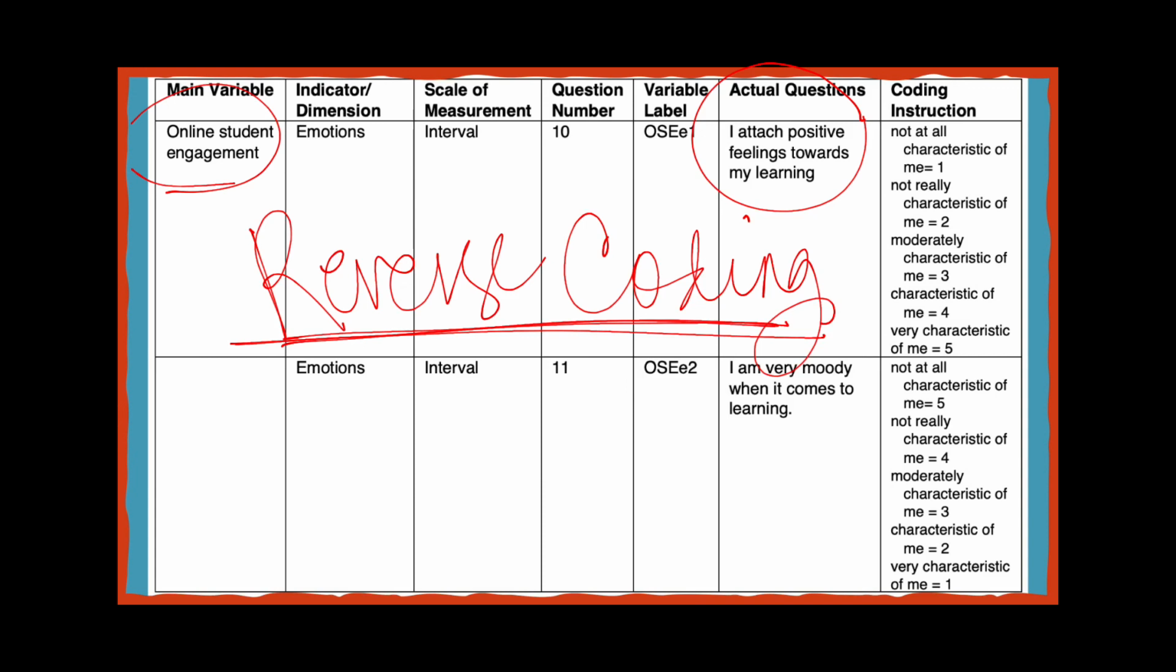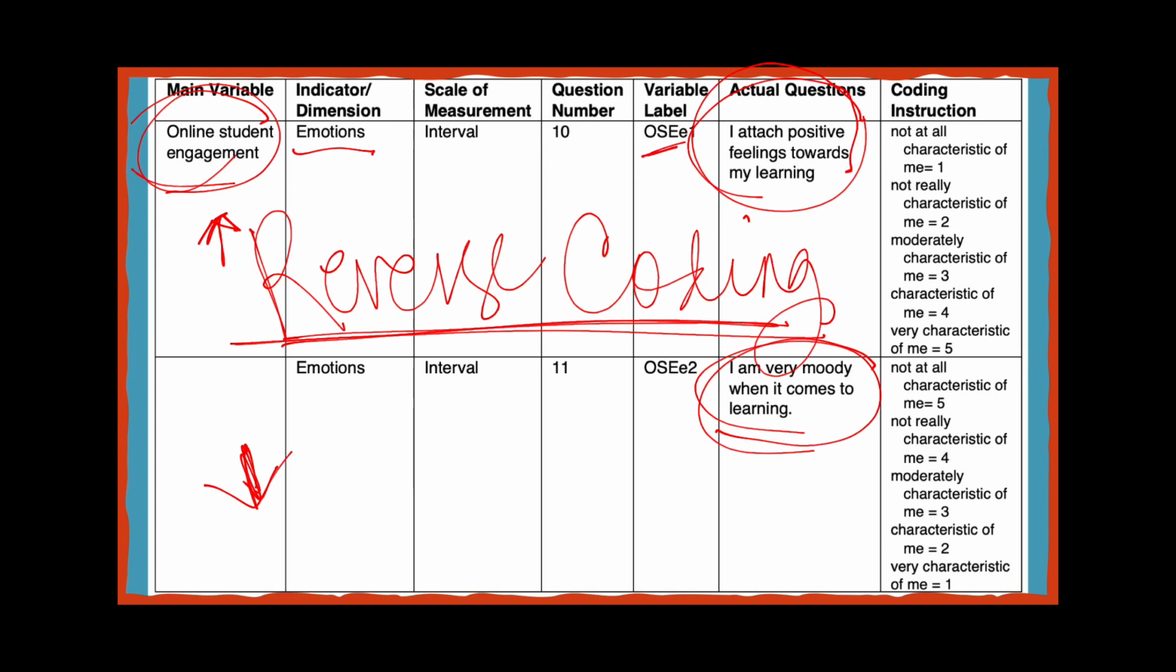So for example, the actual question under emotions for OSE is "I attach positive feeling towards learning." If I answer this high, it means that I have higher online student engagement. But there's another question: "I am very moody when it comes to learning." If I am moody and I say yes, this is me, then it means my online student engagement is bad. So this one is positively framed, so a higher score means better student engagement, and for "I am moody," a higher score means lower student engagement. That way it will not be a problem in the way you compute it.